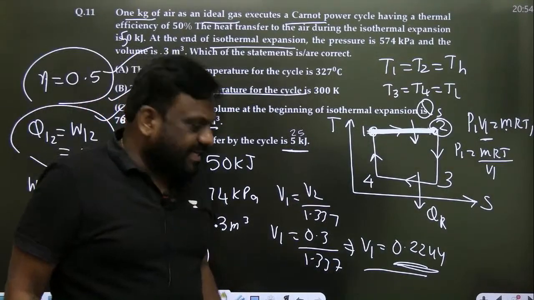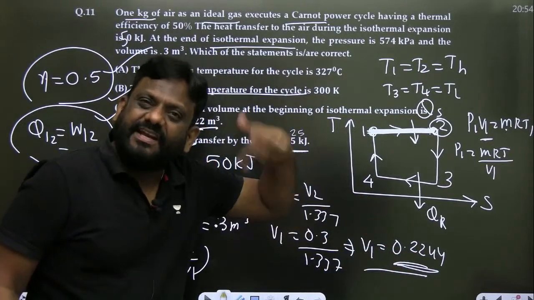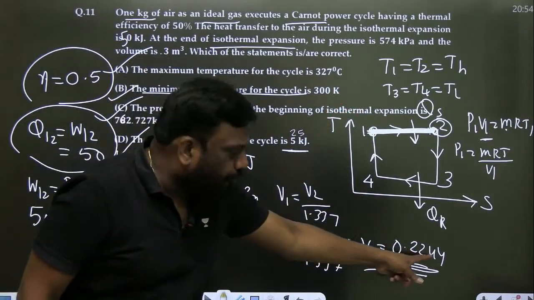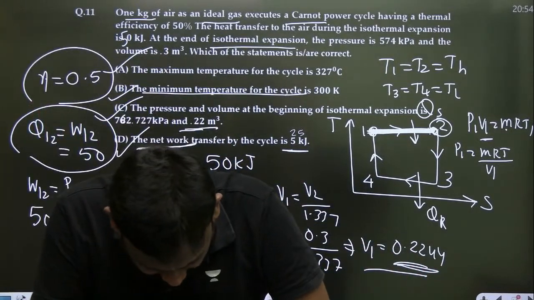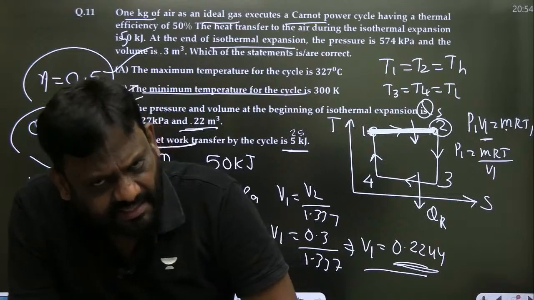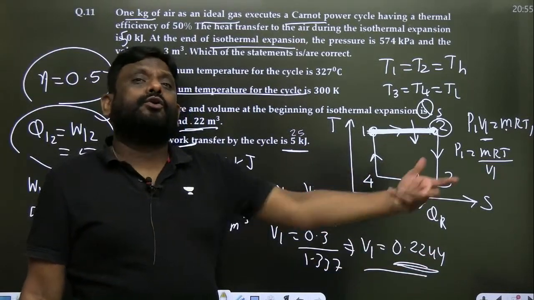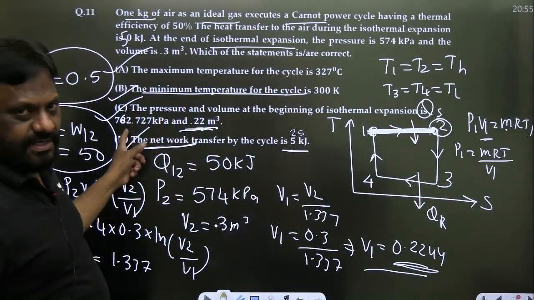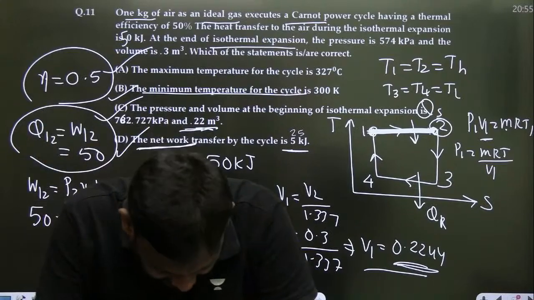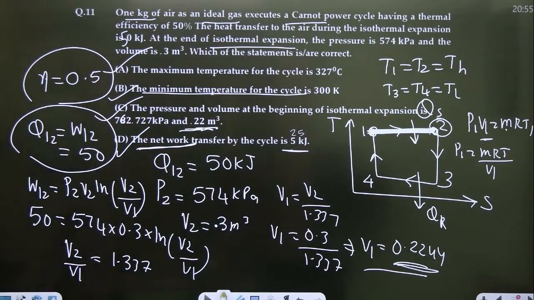Do you know why it came? If you take 0.22, 782 will come. If we take 0.2244, 767 will come. It is correct, sir. So in rounding off, it is matching. I have taken 0.2244, but if you take 0.22, this answer 782 comes. Did you understand? But this will not happen in the exam, sir. Don't worry.